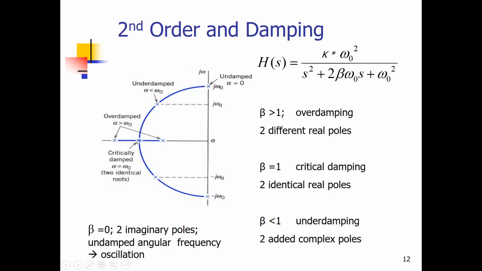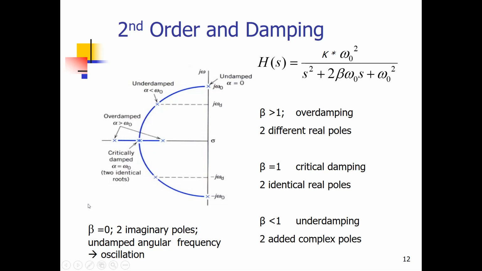For instance, over here. And when beta is smaller than 1, I have my underdamped situation, and I have two complex poles with the same real part but with opposite imaginary parts. So this is the conjugate pole with respect to that one. So often, as always, two poles, but with a real part and an imaginary part.